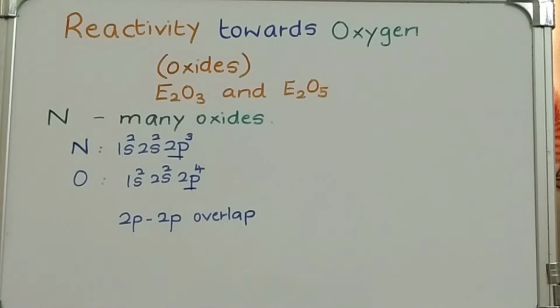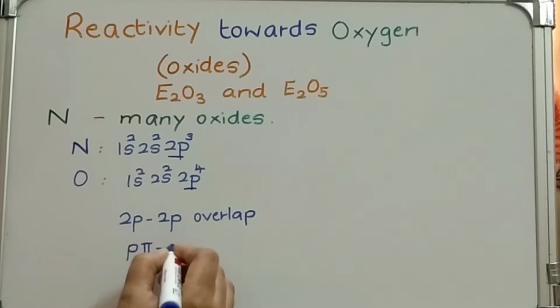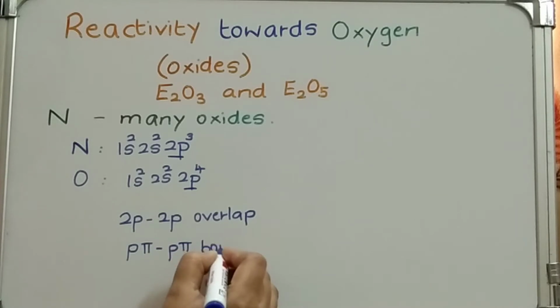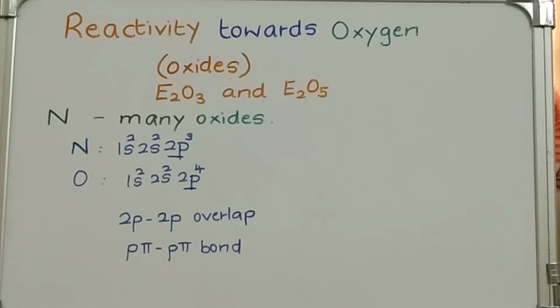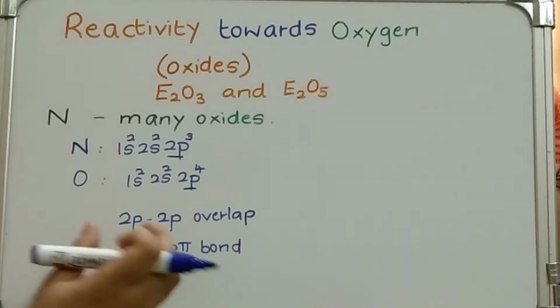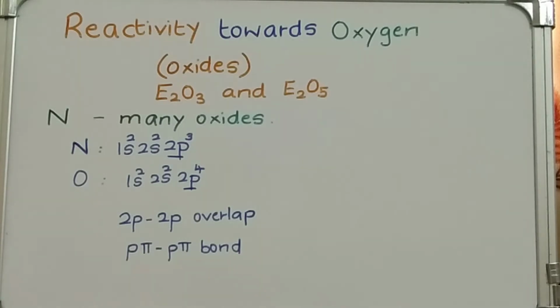This we have already discussed also. In nitrogen we can see p pi to p pi bond. Both the orbitals overlap, so a pi bond will be formed. So easily the bond is formed between nitrogen and oxygen. Why? Because both are 2p and 2p, both belong to the second shell. Same shell means the energy is also the same. No difference in size of the shell, no difference in the energy. So they can form bonds very easily.